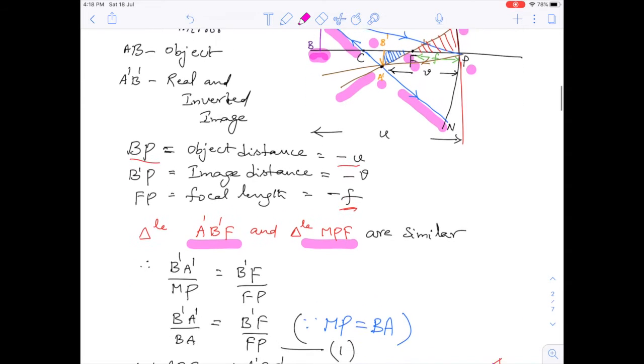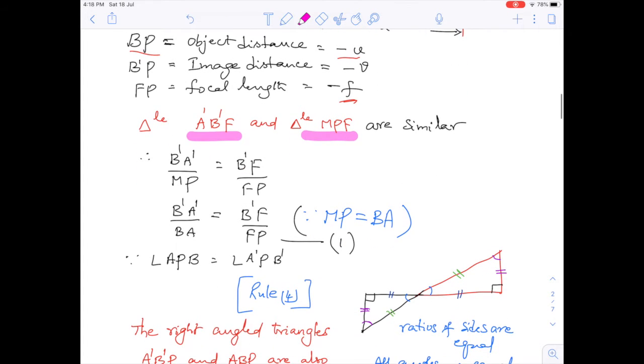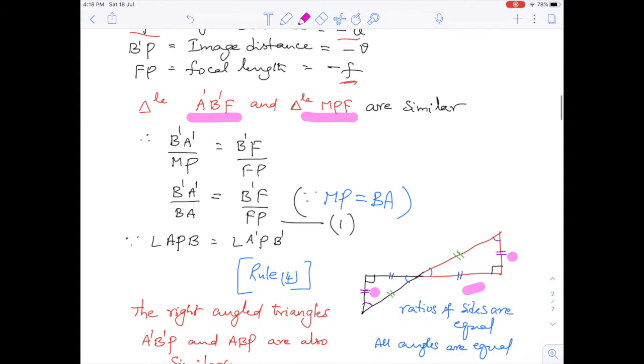Now these two are similar. How are they similar? Look at this. So this is how they are similar. When they are similar, the corresponding sides are in the same ratio. That means the ratio of the corresponding sides are equal, and all angles are equal.